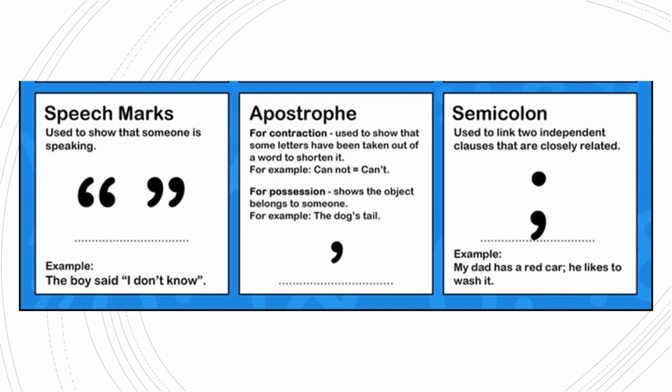Semicolon: used to link two independent clauses that are closely related. For example: My dad has a red car; he likes to wash it.